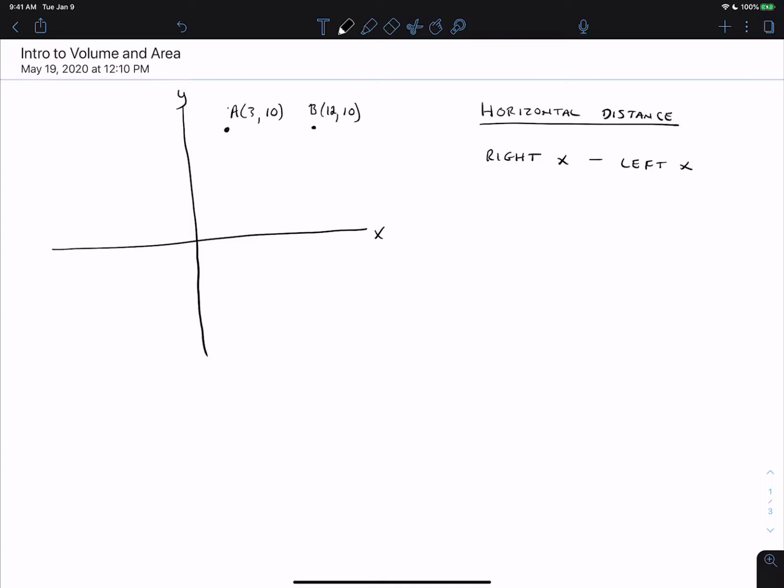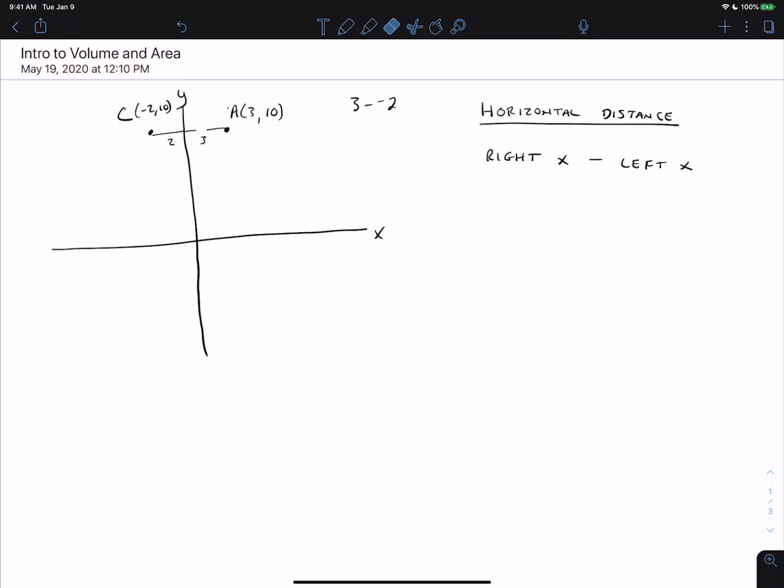What if we have another point C where it's over here? So let's say it's at the point (-2, 10). Okay, so does it work to take the right x minus the left x if we're trying to get the distance between A and C? So that would be 3 minus -2, which is 5. That does work because the distance from -2 to 0 is 2, and from 0 to 3 is 3, and so that distance is 5. So 3 minus -2 works.